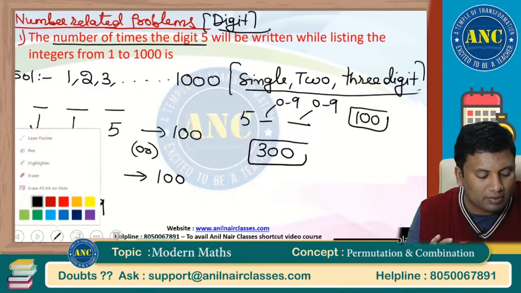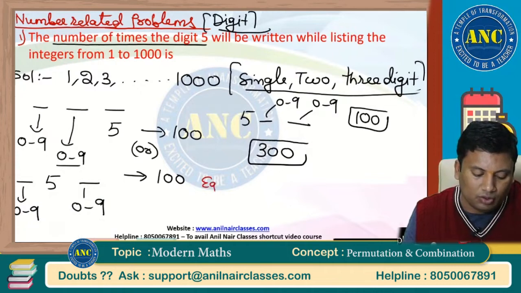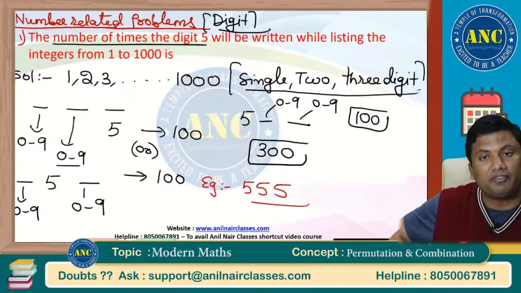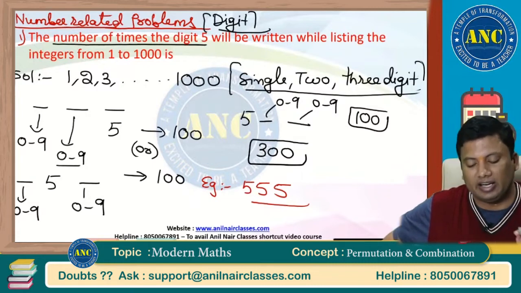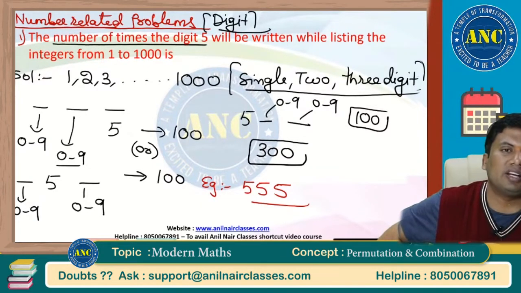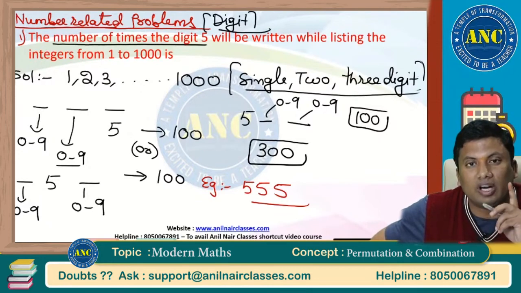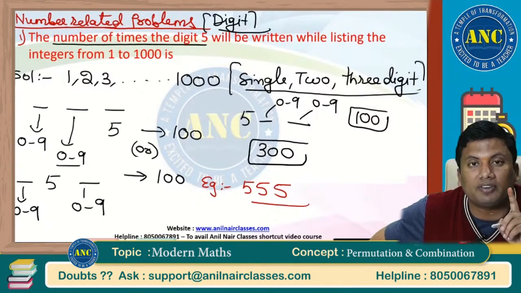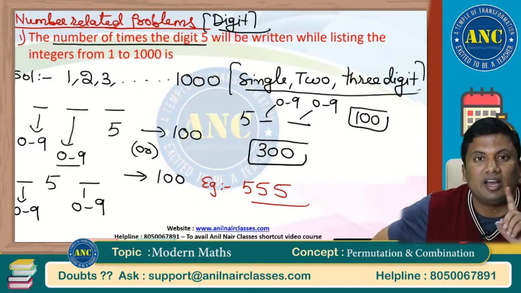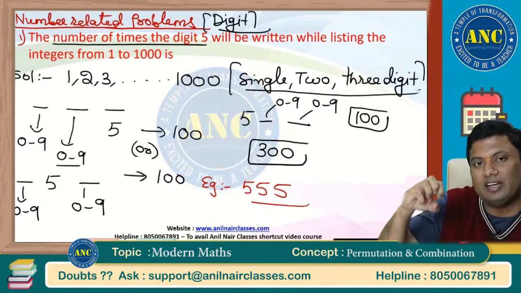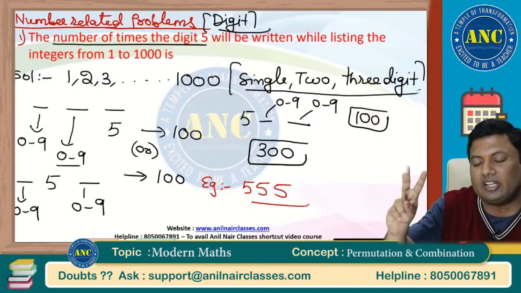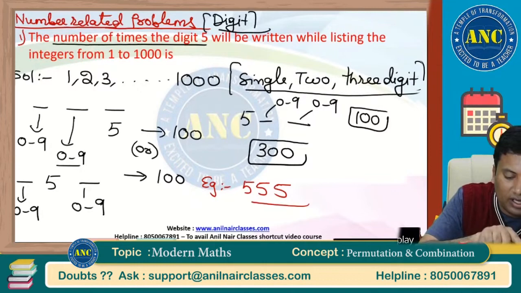Now a smart student might get a doubt. Hey Anil sir, but you did a repeat counting of the number 555. 555 is present in the first case, in the second case, and in the third case. 555 is counted thrice because 5 is present thrice. I need to count the number of times the digit 5 is present. I am not interested in counting the numbers. In a number, if the digit 5 is present twice, I will count it twice.